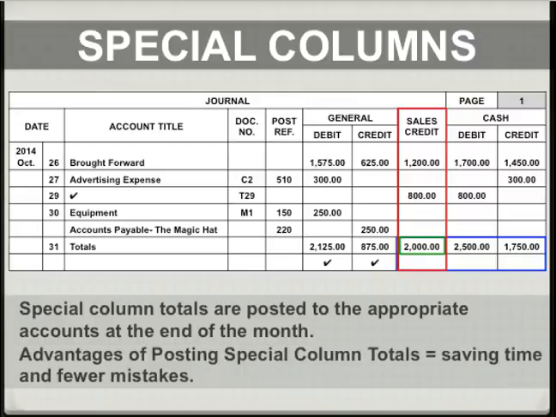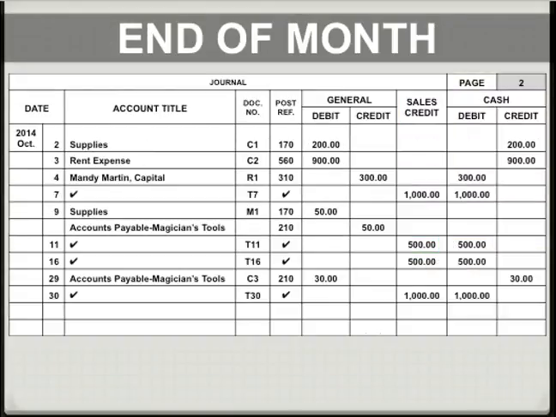The advantages of posting special amount column totals are saving time and less opportunity to make posting errors as a result of fewer postings to an account. At the end of the month, when you prove and rule the journal, you will also post special column totals to the appropriate account in a ledger. Let's look at an example together.